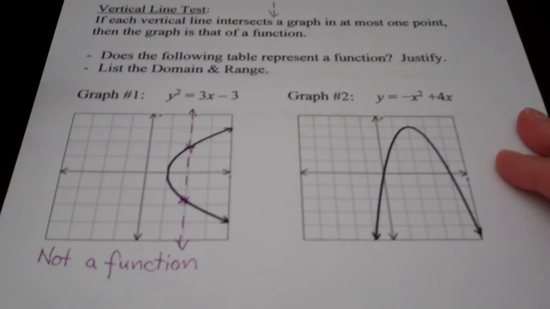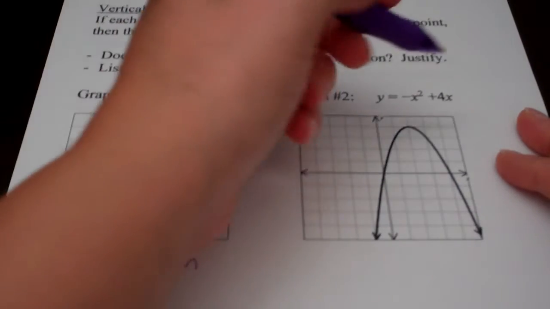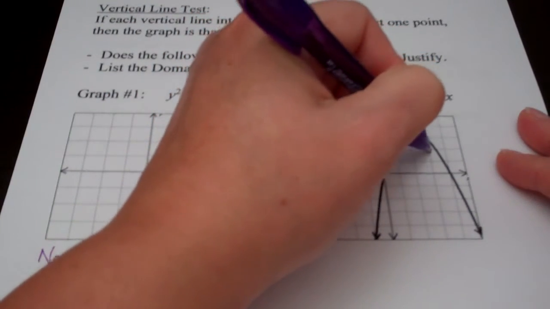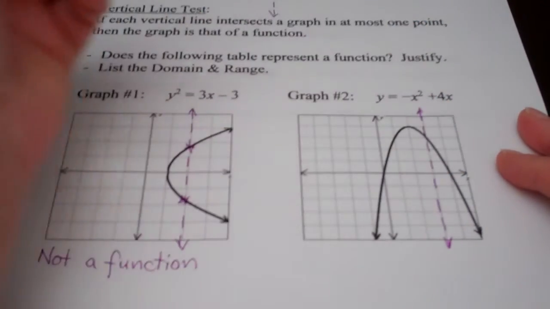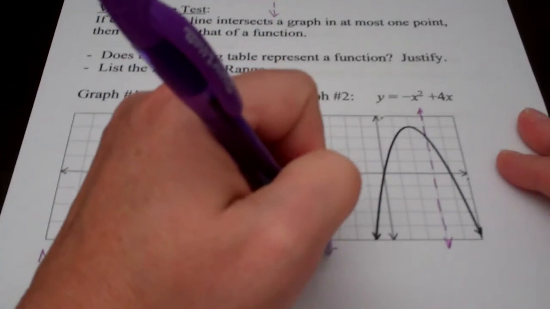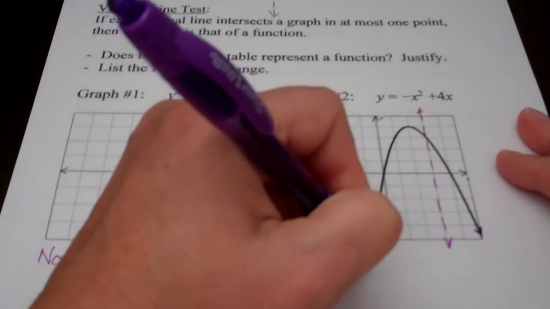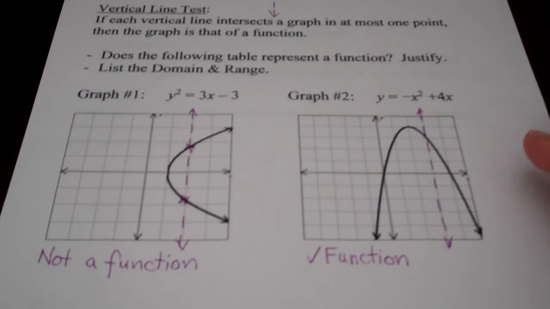Okay, the second graph here, I think you could look at a lot of different places, pass a vertical line. Here's one possibility, right? And it's only going to touch in one place every possible vertical line you could draw. So this one checks out. It is a function. Okay. And so to justify that, you could just use the vertical line test as your justification, right? It does pass the vertical line test.